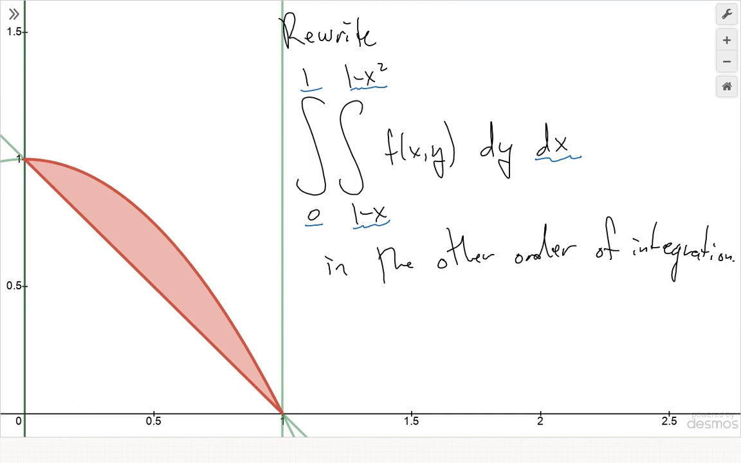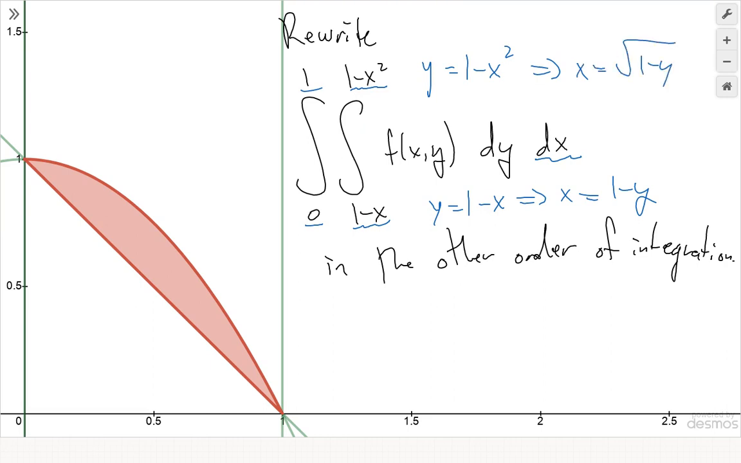So to rewrite this in terms of y, well, y equals 1 minus x implies x equals 1 minus y, and y equals 1 minus x squared implies x equals root 1 minus y. And it is plus, we don't have the negative root here because we're in a range where x is positive or non-negative.